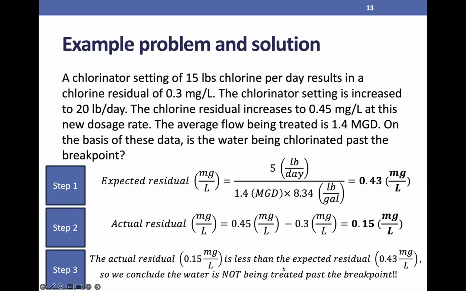Next, we calculate the actual residual, which is the old residual, 0.3 milligrams per liter, subtracted from the new residual after more chlorine was added, which is 0.45 milligrams per liter. This gives us an actual residual of 0.15 milligrams per liter.